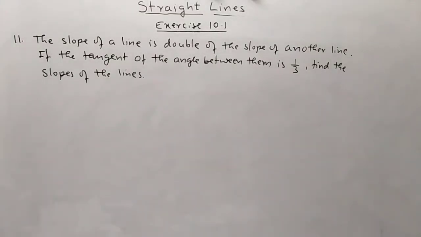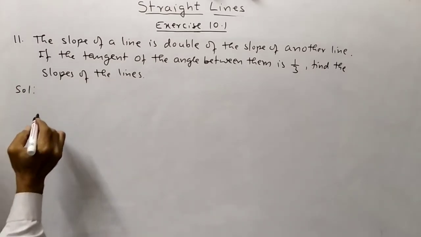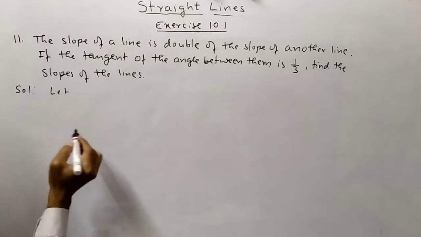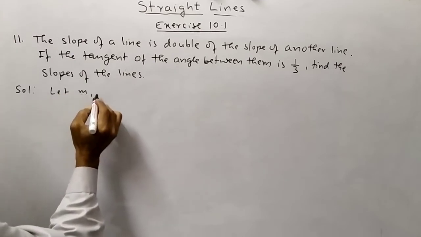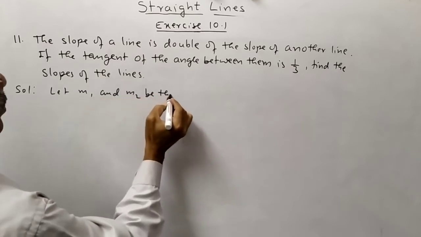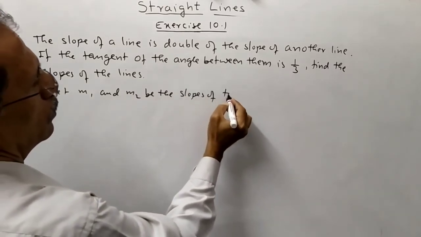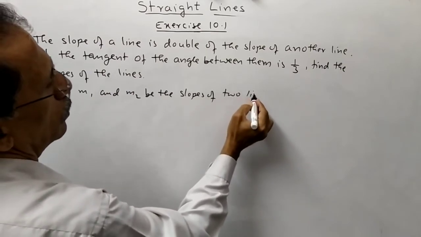Question number 11. The slope of a line is double of the slope of another line. If the tangent of the angle between them is 1 by 3, find the slope of the lines. Solution. Let m1 and m2 be the slopes of two lines.